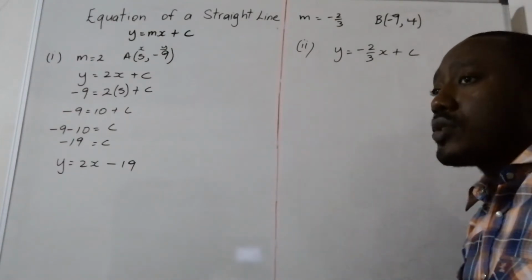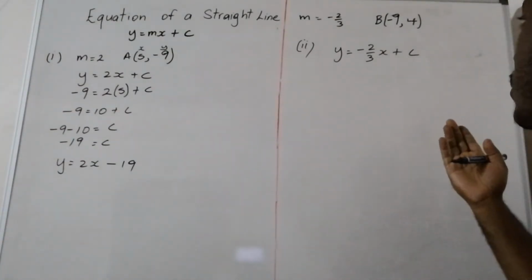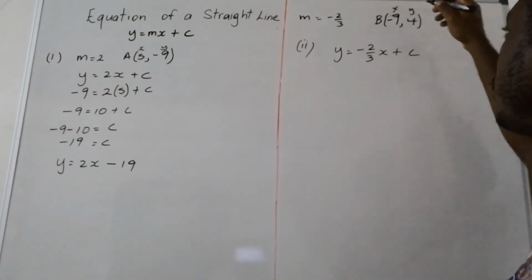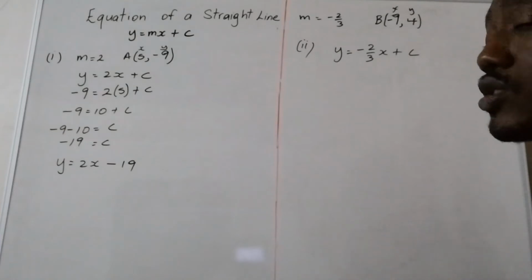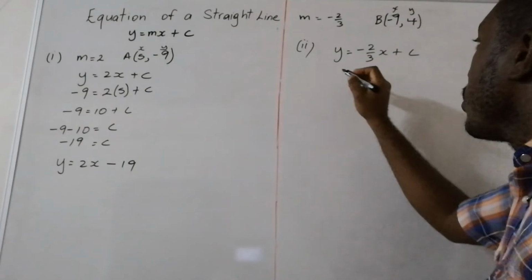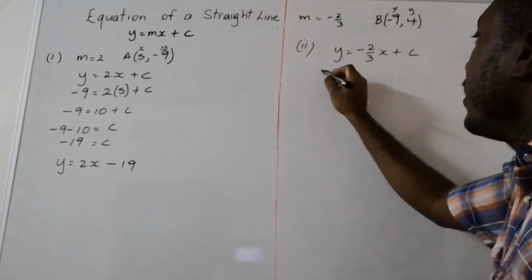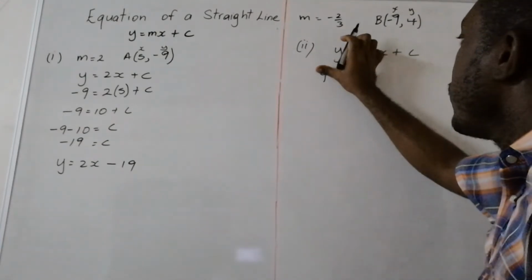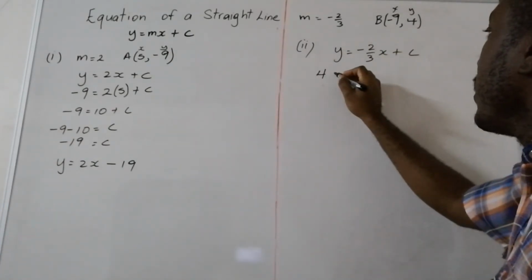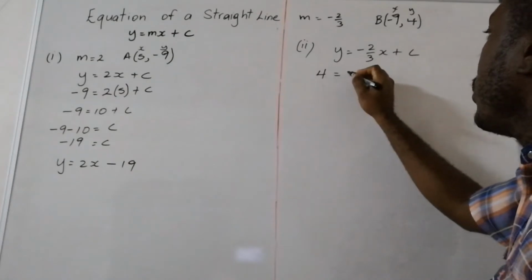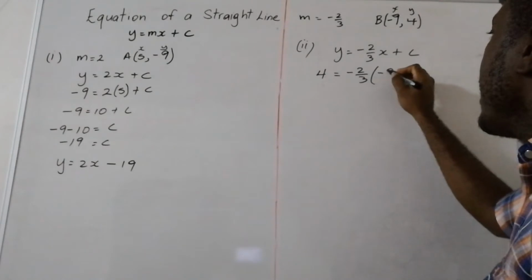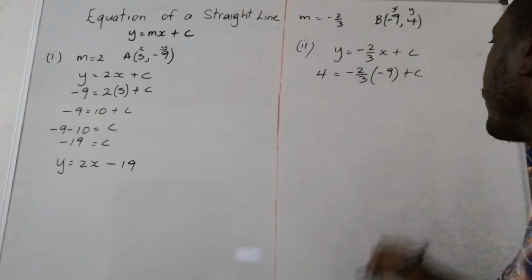Now, we will substitute our values in this equation. Our x value, which will be negative 9, our y value, which will be 4, and then we will solve for our equation. So let's substitute. So y is 4, so we have 4 is equal to negative 2 over 3 times minus 9 plus c.